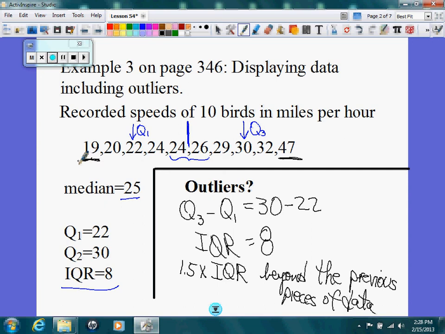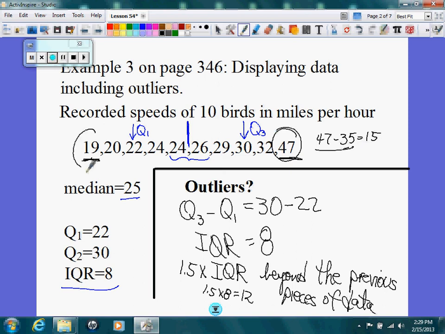Well, what's the difference of 32 and 47? I believe that would be 5. That difference, 47 minus 32, no, it wouldn't be 5, it would be 15. Okay, so let's multiply 1.5 times 8, and I believe that is 12. If that difference right here is more than 12, then 47 is defined as an outlier.